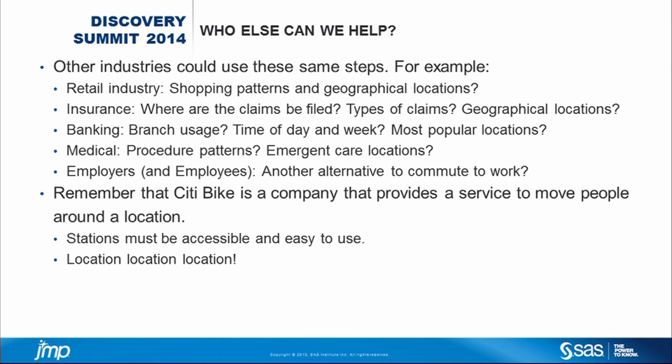We found, actually, that Zillow had where city bike stations were based on their properties. So that was kind of interesting. That was a data point we picked up. And then, of course, stations must be accessible and easy to use in location, location, location.